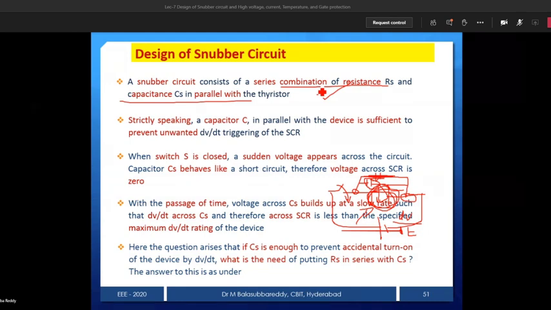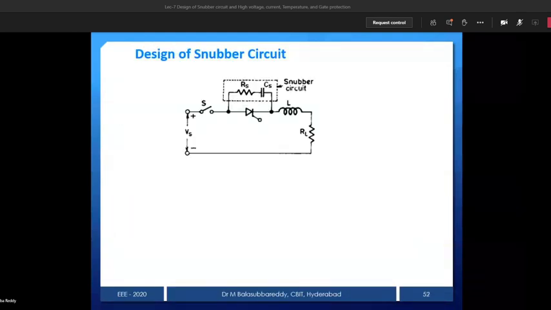And hence, the same question arises: if C is sufficient, then why do we require Rs also? I said that a snubber circuit is nothing but a combination of resistance and capacitance in parallel with the thyristor. But according to this logic, only capacitance is sufficient, so why is the resistor required? So we'll see that at the circuit operation point. This is the actual circuit.